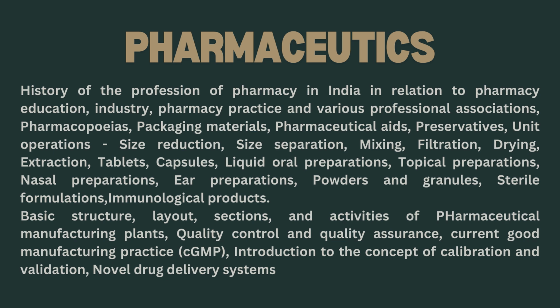Pharmaceutics: history of the profession of pharmacy in India in relation to pharmacy education, industry, pharmacy practice and various professional associations, pharmacopoeias, packaging materials, pharmaceutical aids, preservatives, unit operations, size reduction, size separation, mixing, filtration, drying, extraction, tablets, capsules, liquid oral preparations, topical preparations, nasal preparations, ear preparations, powders and granules, sterile formulations, immunological products, basic structure, layout, sections, and activities of pharmaceutical manufacturing plants, quality control and quality assurance, current good manufacturing practice (CGMP), introduction to the concept of calibration and validation, novel drug delivery systems.